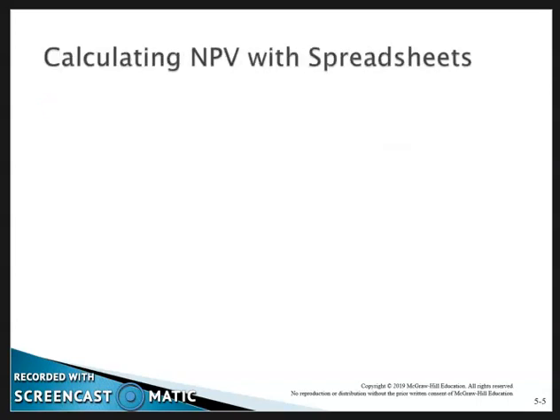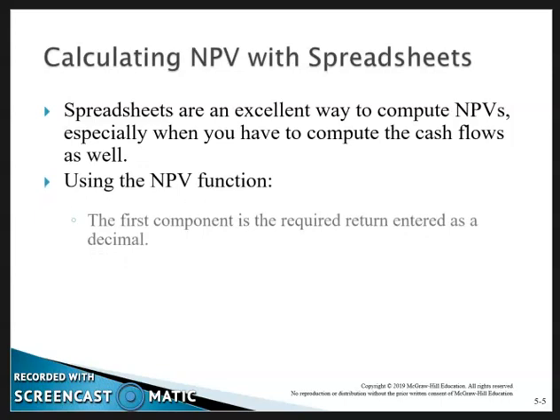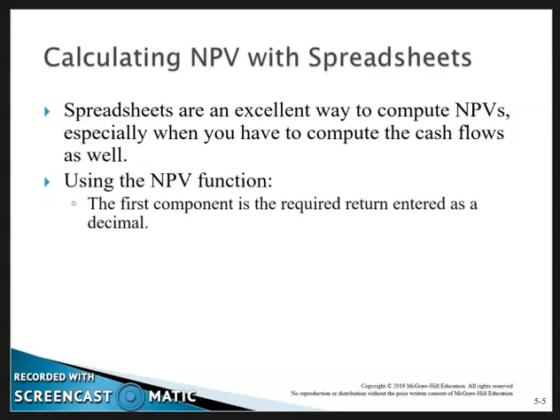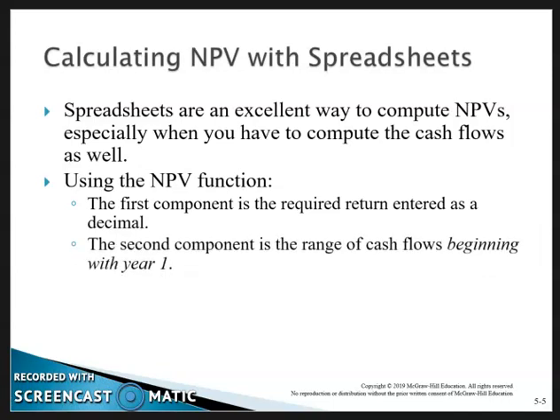So, using spreadsheets. The spreadsheet is a great way to calculate net present value. Excel has a very nice function that will do the calculation for you. You just enter the cash flows into the NPV function. The first component you enter is the required rate of return, as a decimal. That's important. On your calculator, you will enter the required rate of return as a whole number. The second component is the range of cash flows, and this is important here, beginning with year 1.